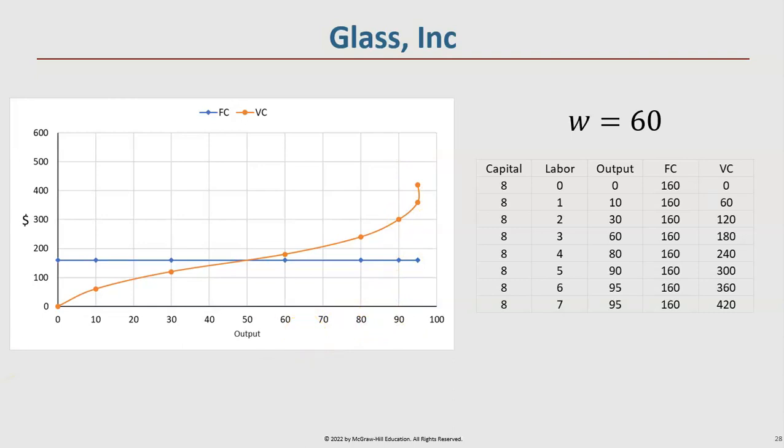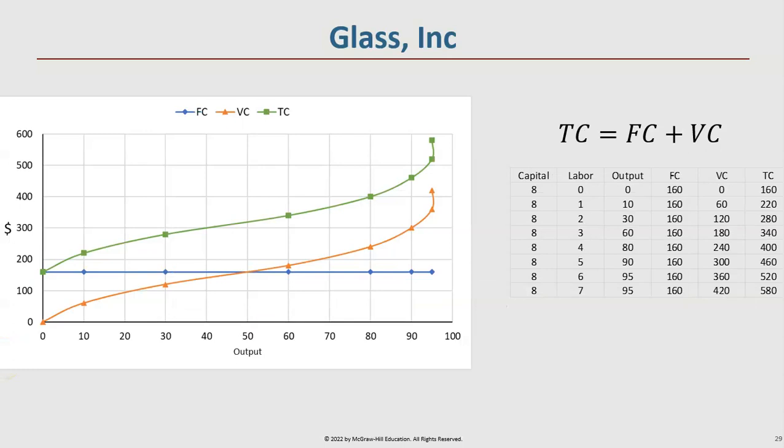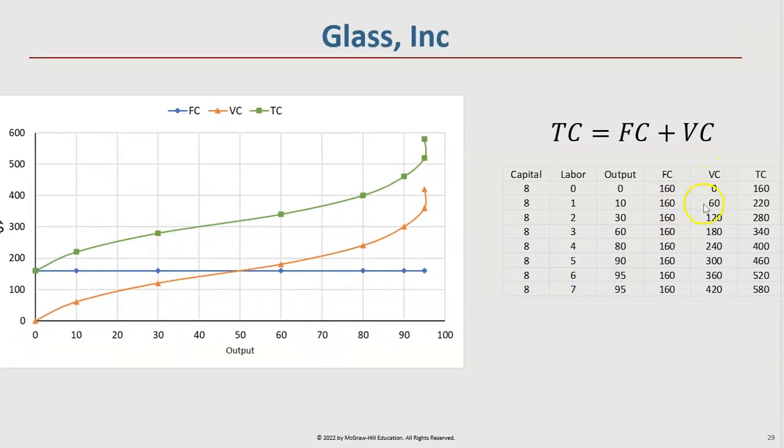Okay, and then the total cost is just the sum of the fixed cost and the variable cost. So total cost when output is 0 is 160. Total cost when output is 1 is 160 plus 60, or 220. And then the total cost curve, this green line with the data points indicated by squares, is just a vertical shift upwards of the variable cost curve. And the difference between the two curves, total cost and variable cost, is the amount of the fixed cost.